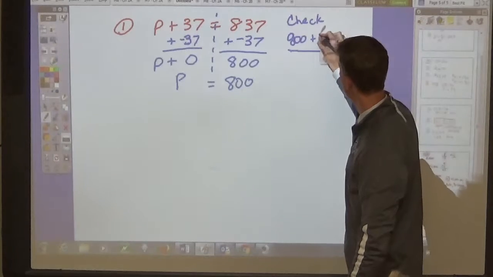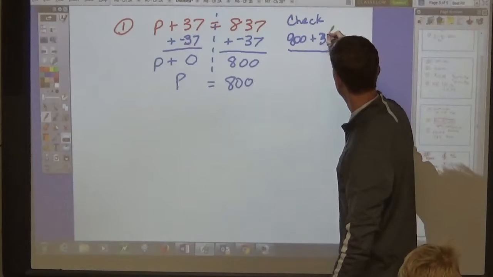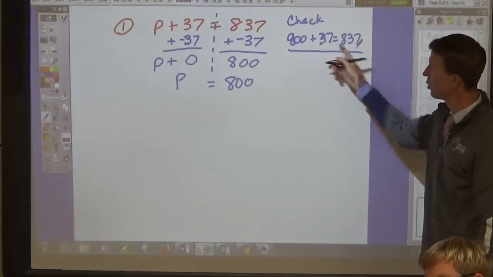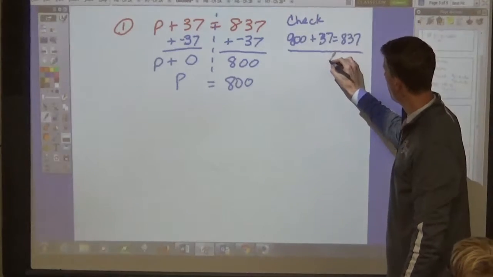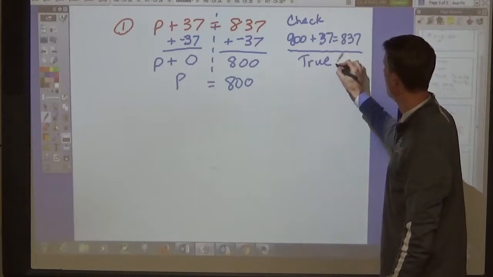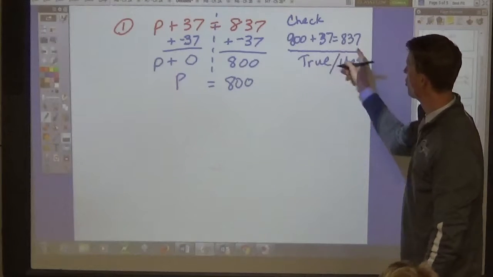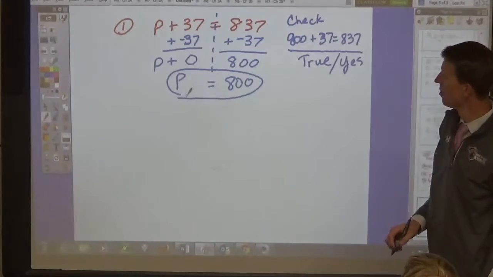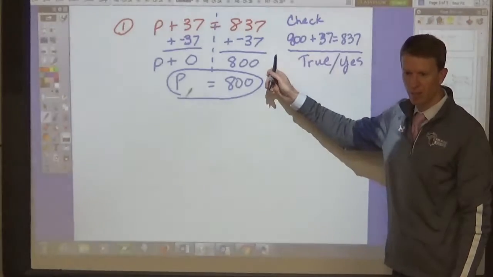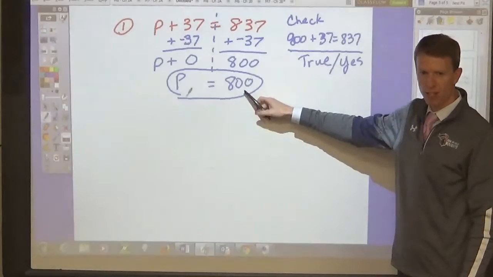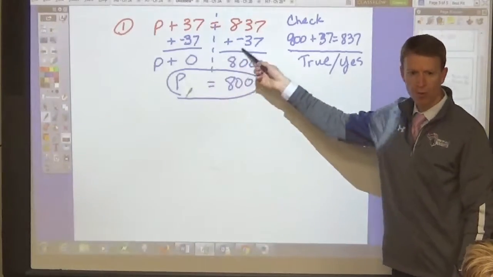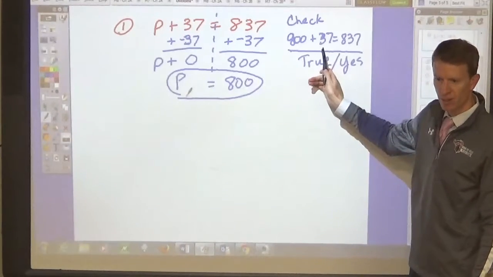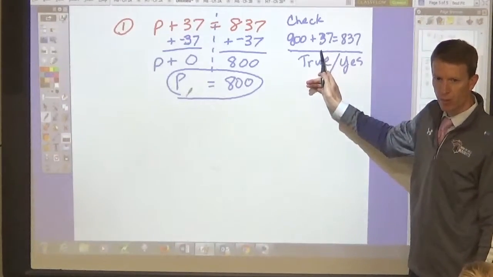800 plus 37 equals 837. And is that true? Yeah. Yep. So you could write true or yes to show that this is a true solution. Circle the solution. And when you do this on a quiz or a test, this is worth 3 points. 1 for the proof, 1 for the solution, and 1 for the check. Okay? So each of these is worth 3 points.